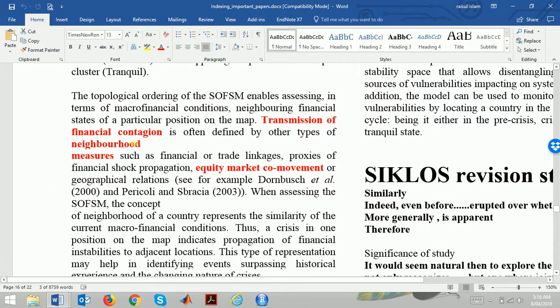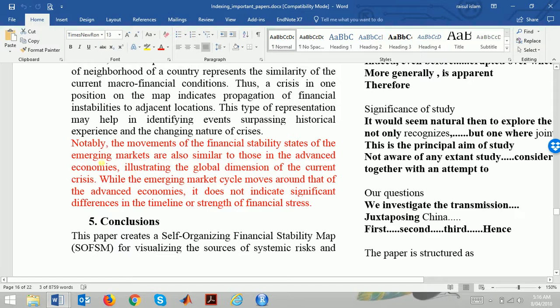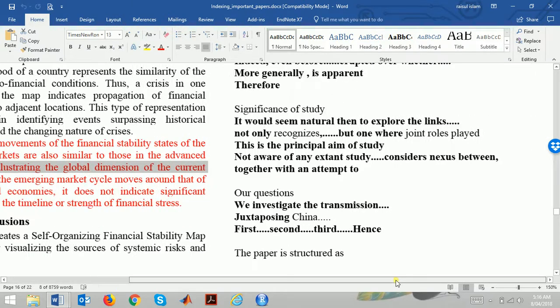Transmission of financial contagion is often defined by other types of neighborhood measures, such as equity market co-movement. Notably, the movement of the financial stability states of the emerging markets is also similar to those in advanced economies, illustrating the global dimension of the current crisis, while the emerging market cycle moves around that of the advanced economies. It does not indicate significant differences in the timeline or strength of the financial crisis.